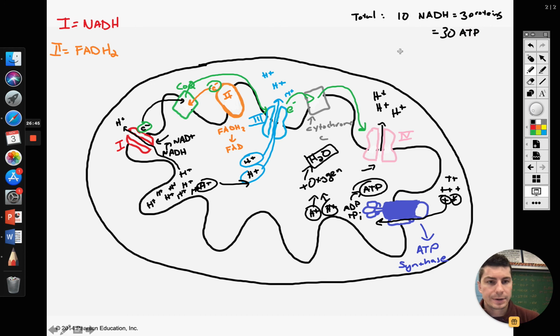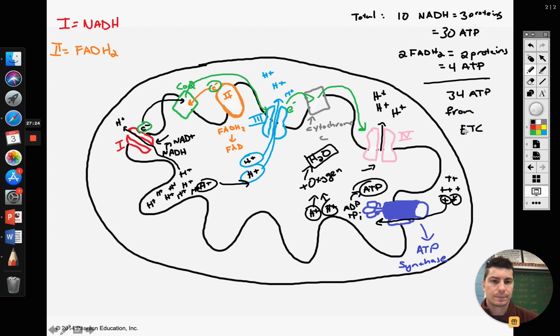Our other one, we had a total of 2 FADH2. How many proteins did they touch? Well, if you remember, we didn't worry about number 1. FADH2 started at number 2. Didn't let anything through there. It went to number 3. Yeah, it let stuff through there. Number 4. Yeah, it let stuff through there. So it touched 2 proteins and allowed protons to move through 2 proteins. So 2 times 2 is 4 ATP. In total, we get about 34 ATP from the electron transport chain.